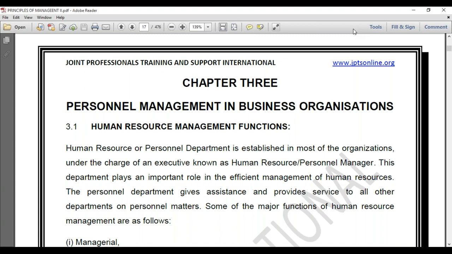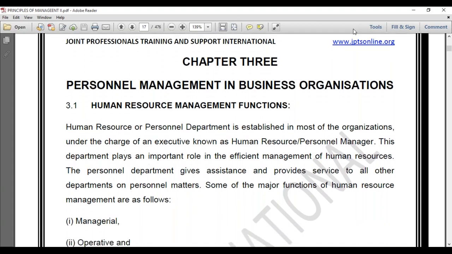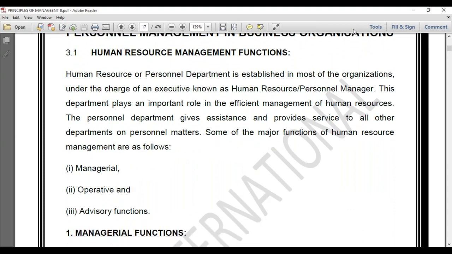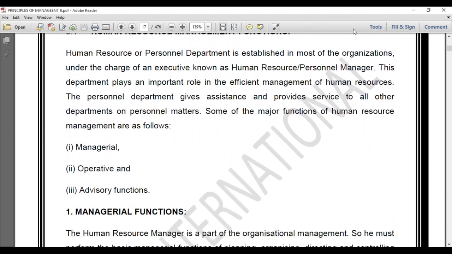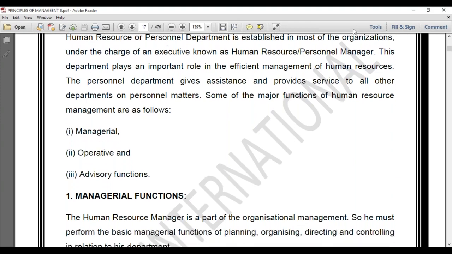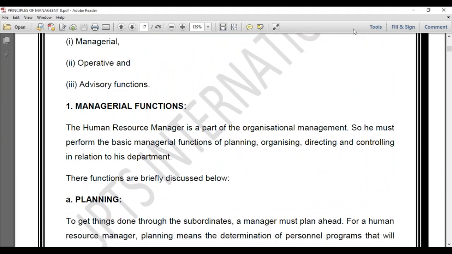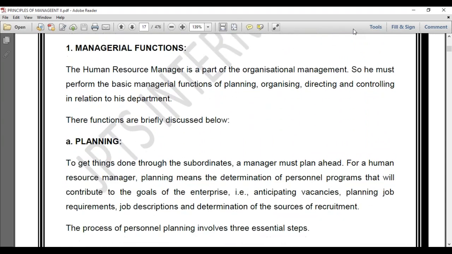We are going to look at them in three phases: managerial role, operative role, and the advisory function. Under managerial functions, we are going to look at planning.